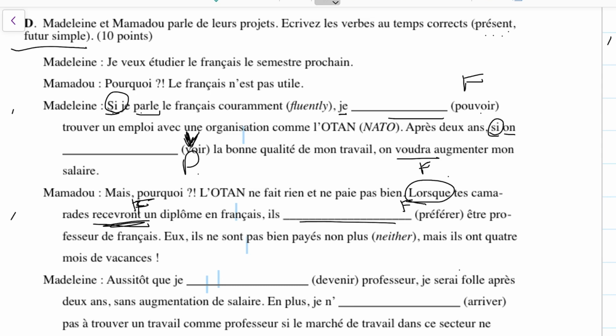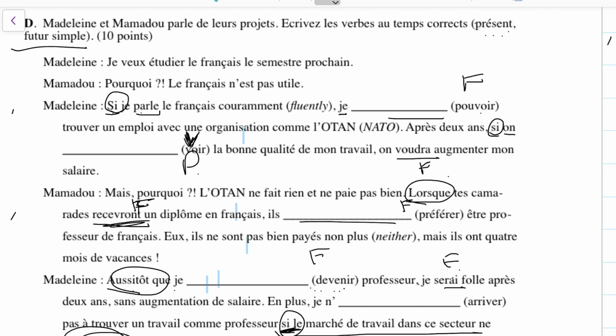So to do the last two, hopefully you figured out what your keyword was. Your second to last blank is aussitôt que, plus some sort of a verb here, plus je and future. So what is aussitôt plus a blank? Aussitôt needs to be attached to future, and it gets future on the other side of it. So devenir should be future. Arriver, and this last one, en plus, je ne blank pas à trouver un travail comme professeur si le marché du travail dans ce secteur ne s'améliore.